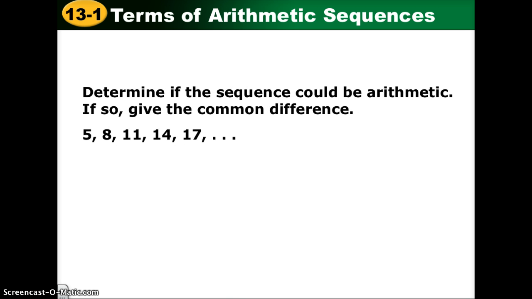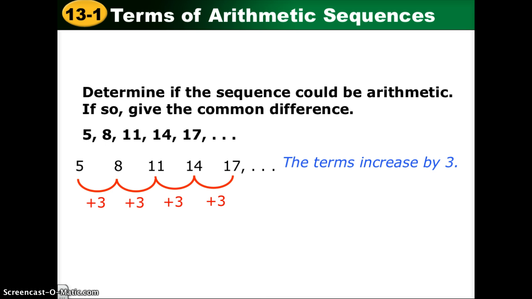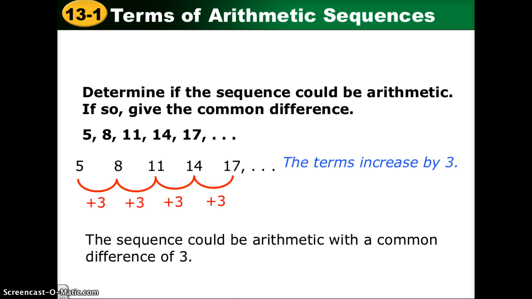Determine if the sequence could be arithmetic. If so, give the common difference. So we are looking for if we can add a number to get from one to the other. Now remember, we could be adding a positive or a negative number here. So we look at the difference between 5 and 8. We look at the difference between 8 and 11, and so on, all the way through the sequence of what we have. And we're noticing that the terms increase by 3 every time. So this sequence could be arithmetic with a common difference of 3.